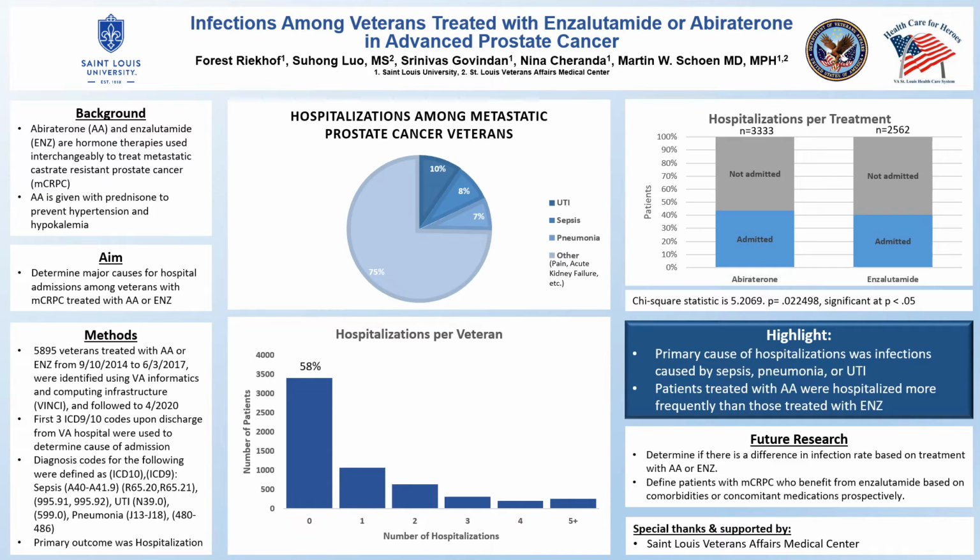Above this, the top middle graph shows that UTI, sepsis, and pneumonia were among the top diagnosis codes for hospitalizations, totaling 1/4 of the total admissions overall. This indicates that infections is one of the primary risks for hospitalization among this cohort with metastatic castrate-resistant prostate cancer. Among the other top contributors for admission were cancer pain and acute kidney failure.